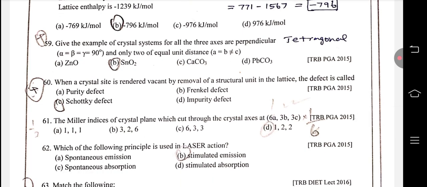59. Give the example of the crystal system. All three axes are perpendicular: alpha, beta, gamma equal to 90 degrees. A equals B, not equal to C. This is a tetragonal type of structure. So B is the right answer.